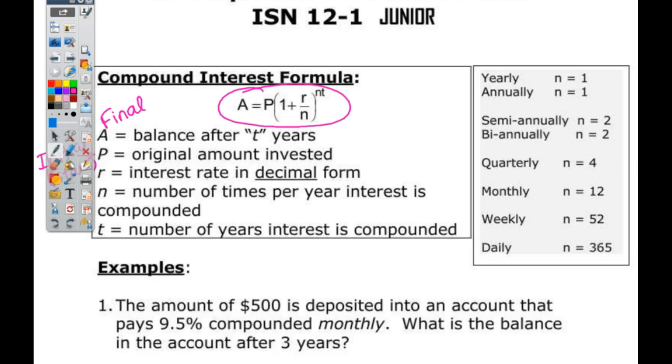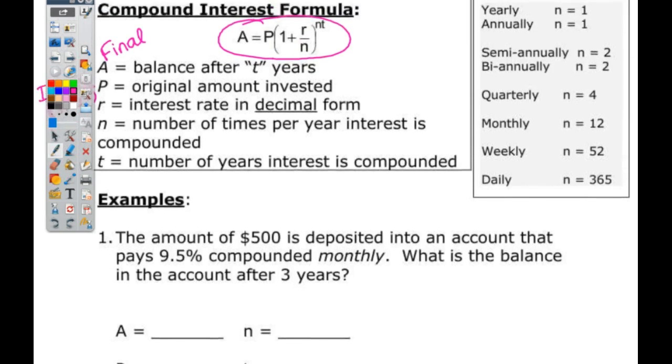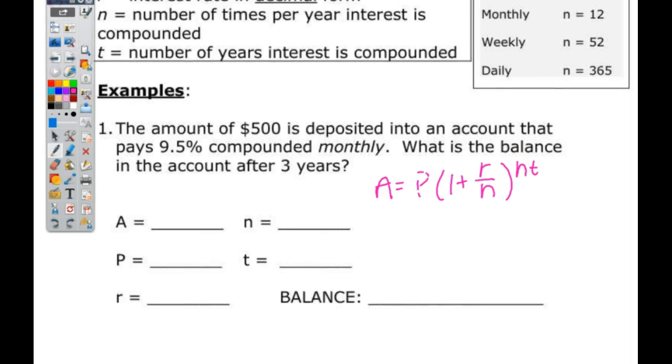Okay? So let's look at number 1. And we're going to follow this formula when we do it. So the amount of $500 is deposited into an account that pays 9.5% compounded monthly. What is the balance in the account after 3 years?